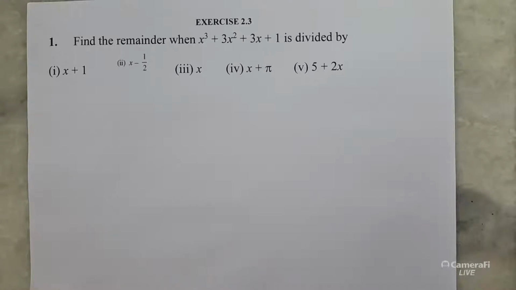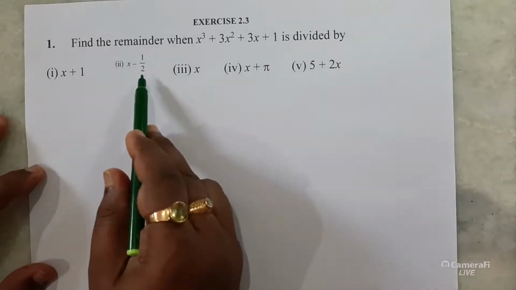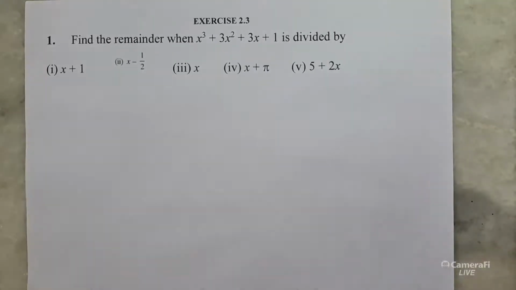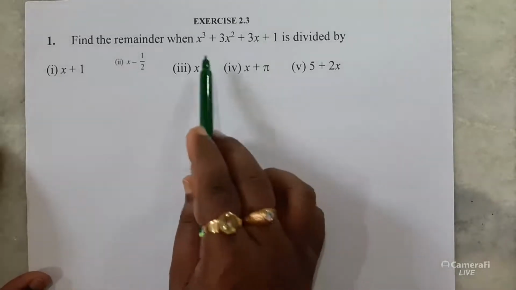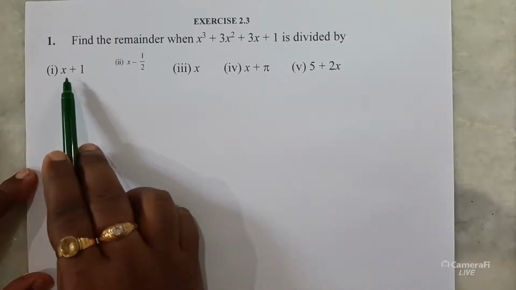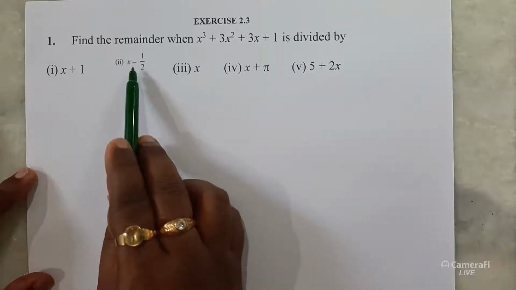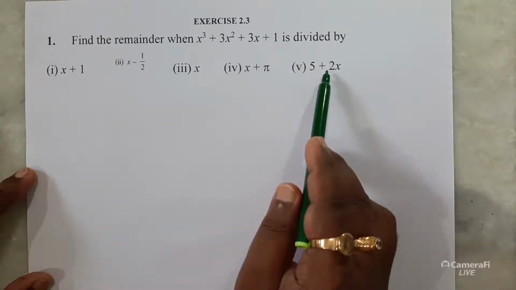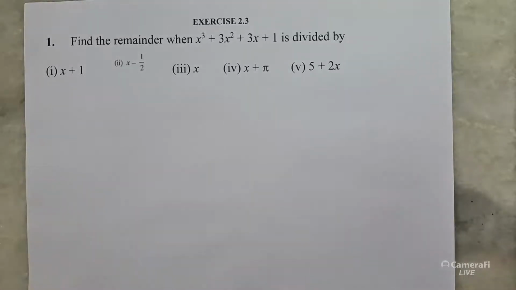Our first question is: find the remainder when x cube plus 3x square plus 3x plus 1 is divided by x plus 1, x minus half, x plus pi, and 5 plus 2x. That means the same polynomial x cube plus 3x square plus 3x plus 1 will be divided by x plus 1, then x minus half, then x plus 5, then 5 plus 2x. We have to find out just the remainder.